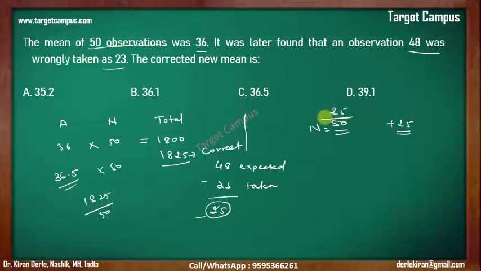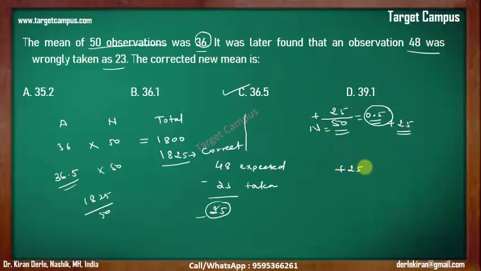So 25 has to be distributed among 50 students, that is per student addition is 0.5. What is the initial average? 36. What is the addition now? 0.5. What is the new average? 36.5, right? So I hope you are getting this point.